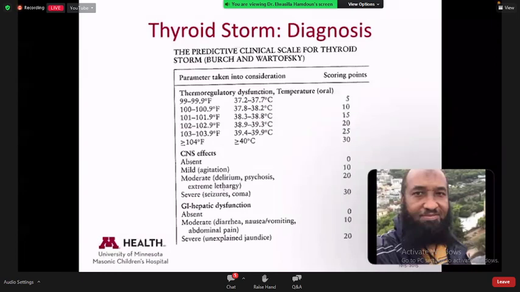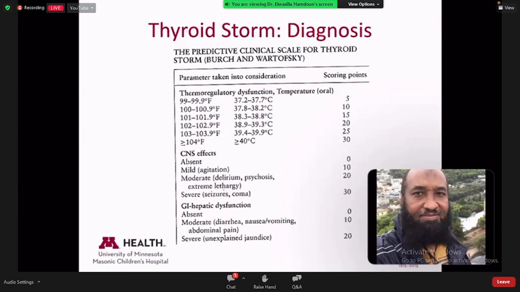You can pull online or in your reference the predictive clinical scale for thyroid storm. Number one, it lets you objectively make the diagnosis. Number two, you can gauge the severity. And number three, it gives you a solid rationale for aggressive treatment. Because always in our clinical practice, the question is: is this just severe hyperthyroidism that I can take care of in another way, or is it really a true emergency in which I have to use aggressive treatment?